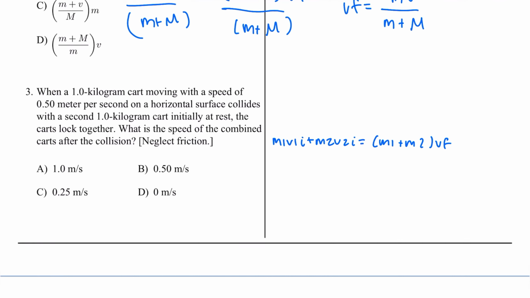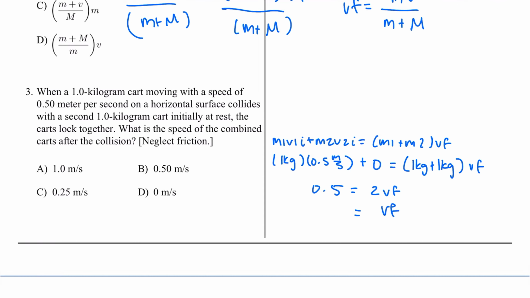So m1 is going to be the 1 kilogram cart that's moving at 0.5 meters per second. And the second one is going to be the 1 kilogram cart at rest, which has no momentum, so that's equal to 0. And then everything is going to be 1 kilogram plus 1 kilogram times vf. So this is going to be 0.5, which equals 2 kilograms times vf. So vf is going to be equal to 0.25 meters per second. And that is choice C.